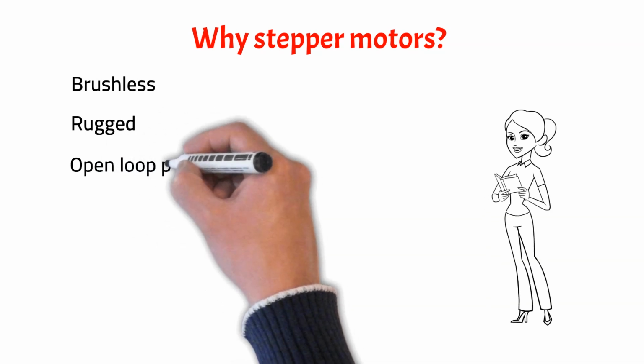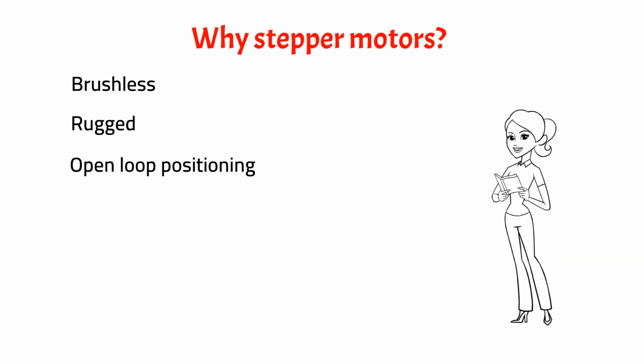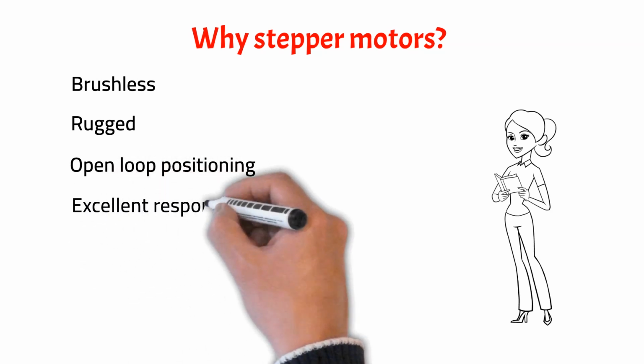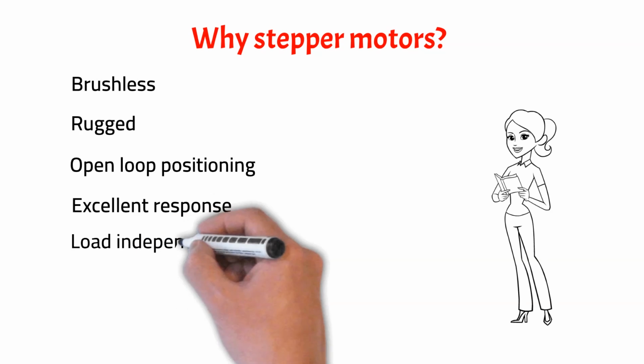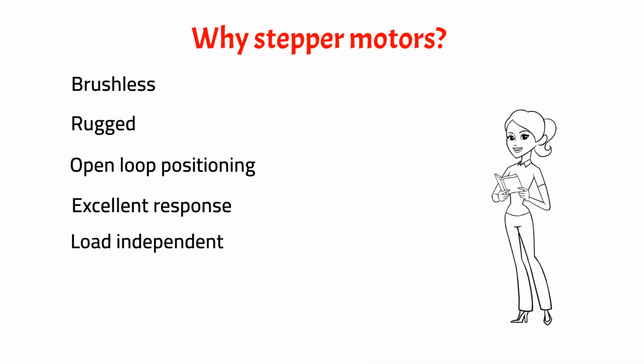Open loop positioning of stepper motors. They move in discrete angular steps. Therefore, the position of the shaft is known at all times without any feedback mechanism. Excellent response in starting, reversing and stopping of stepper motors. They are load independent, which means they maintain their set speed irrespective of the load as long as the load is less than the rated torque. They have a simple design and are less costly.